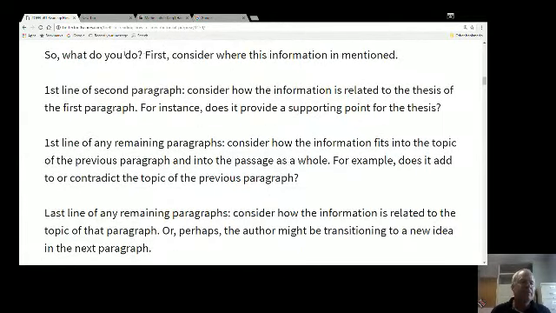So what do you do? First, consider where the information is mentioned. If they ask you this question about the first line of the second paragraph, for example, consider how the information is related to the thesis of the first paragraph. For instance, does it provide a supporting point for the thesis? If they ask about the first line of any remaining paragraphs, consider how the information fits into the topic of the previous paragraph and into the passage as a whole. For example, does it add to, or contradict, the topic of the previous paragraph?